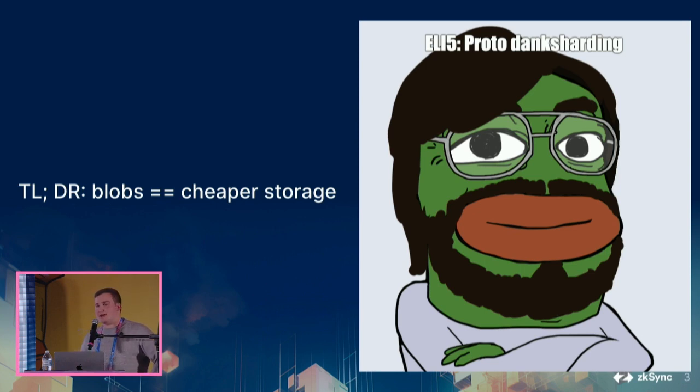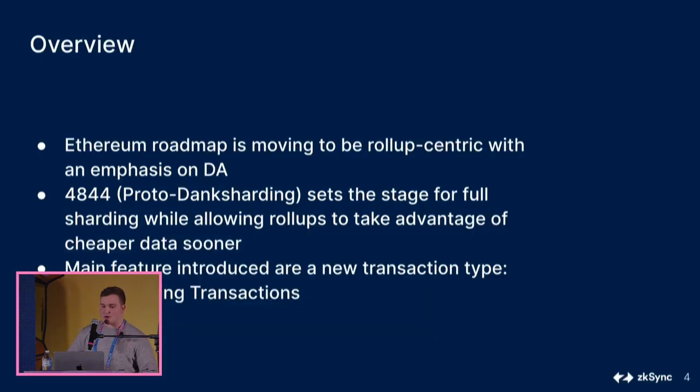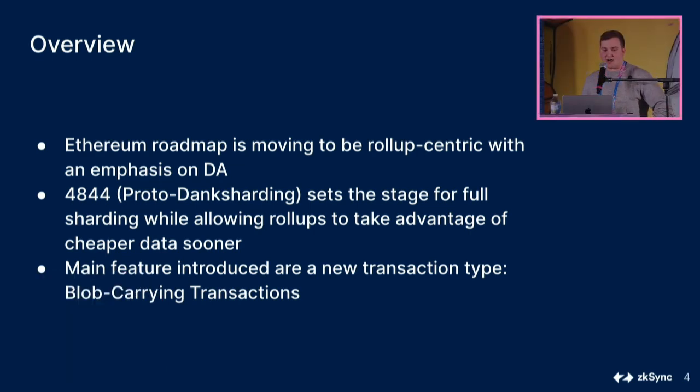Before blobs, we mainly stored pub data in the form of call data, and with blobs, we're now able to store it in an area that's relatively cheaper. The back of the napkin math says it's about 93% cheaper when it comes to the amount of gas being used. As many of you may or may not know, the Ethereum roadmap is moving to be rollup-centric, and that puts an emphasis on data availability. So 4844 sets the stage for this with full sharding, while allowing rollups to take advantage of cheaper data sooner.